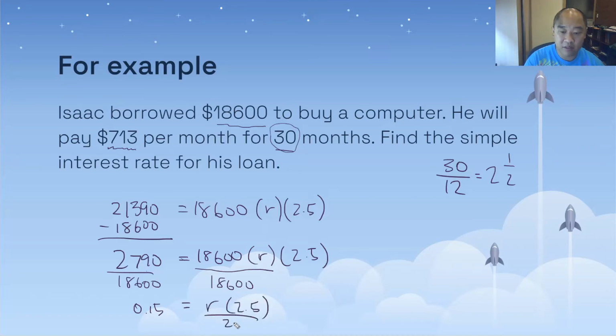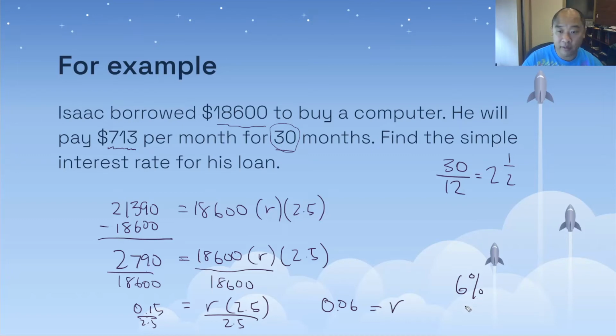And then we'll do the same thing again. Divide by 2.5. And that gives us an R of 0.06, which is 6%. This is the interest rate for his loan.